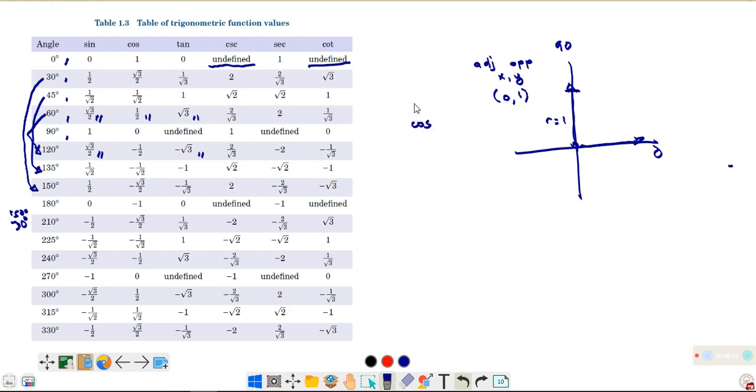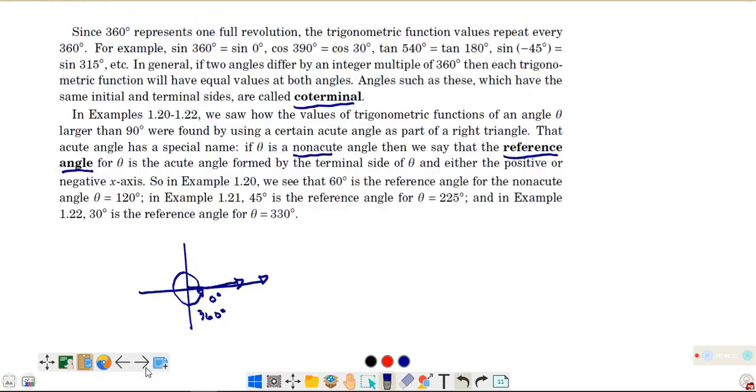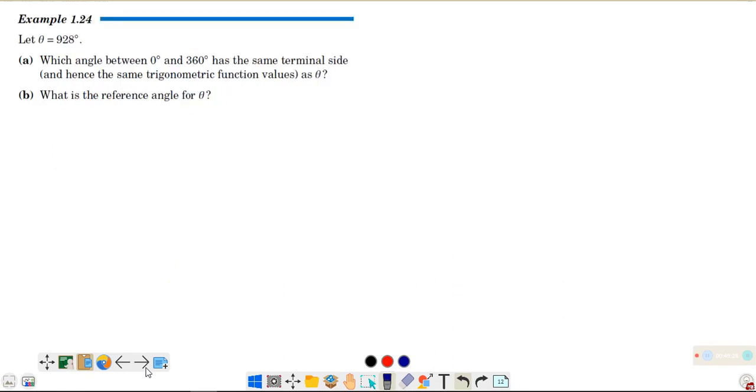So, cosine niya, unahin natin si sine. Ang sine niya is 1 over 1, which is 1. This is 90 pala. 90 degrees, 0 over 1 is 0. Tangent 90, 1 over 0 is undefined. Yan. Kaya ito yung mga value natin pagdating sa 90. Kung itutuloy nyo yan, babaliktarin nyo lang, kukunin nyo lang yung reciprocal, you will have 1, undefined, and 0. So, I hope that was clear. Pwede na tayo mag-move dun sa susunod na slide.